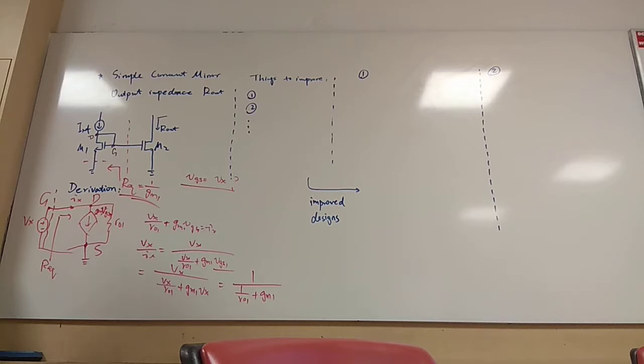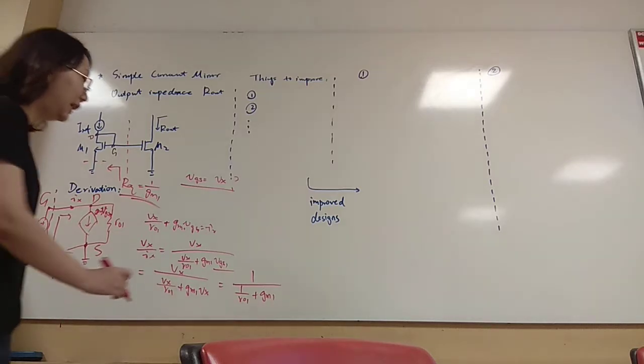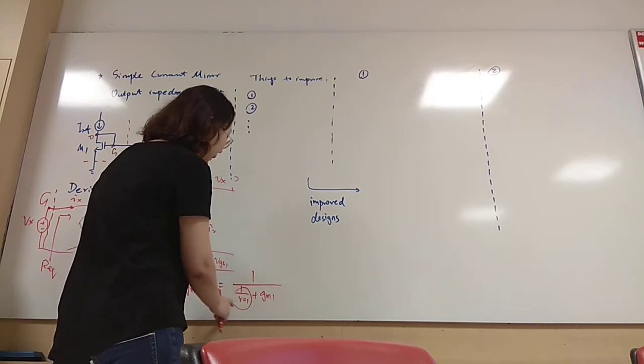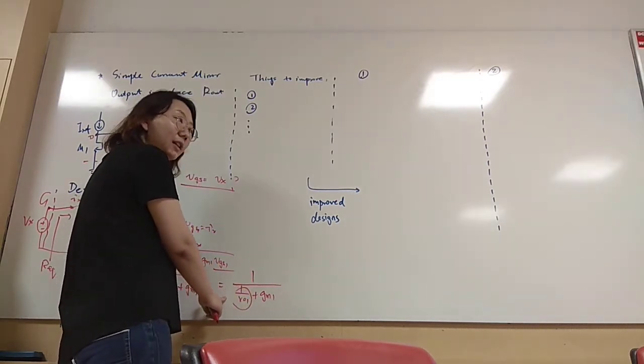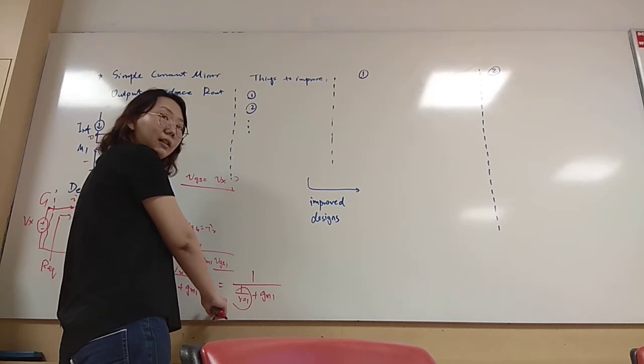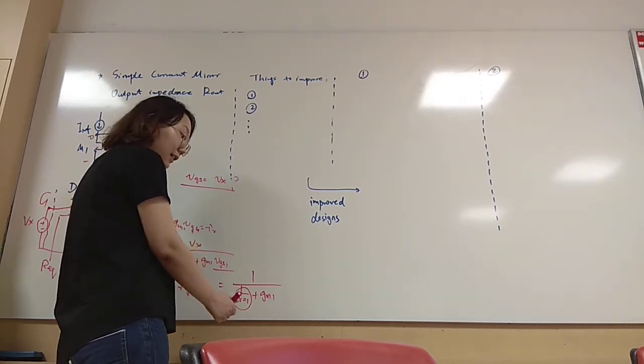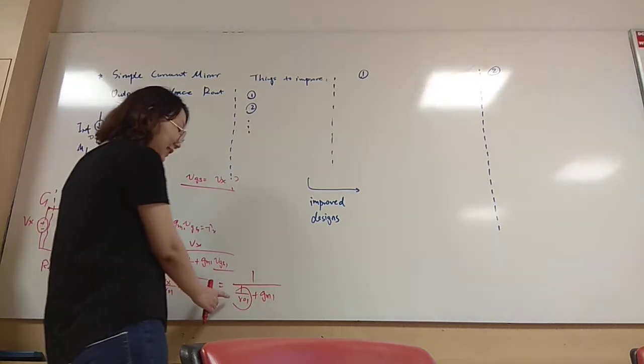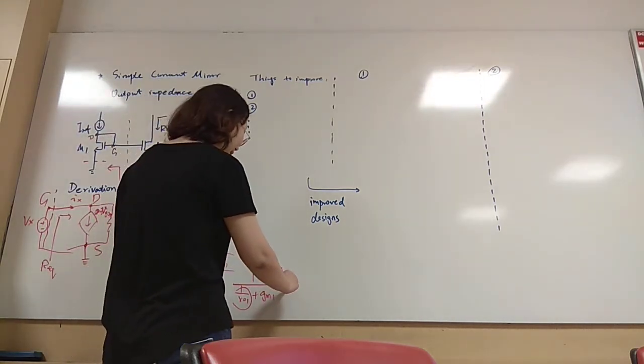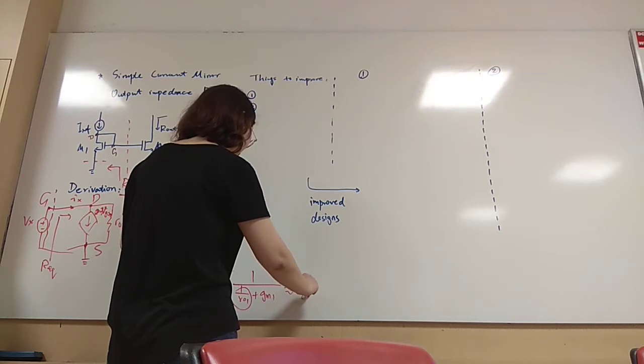I already taught you that for a diode-connected transistor, its equivalent resistance is 1 over Gm. But if you look at this answer, it is 1 over something plus your Gm. Physically, the R out of your MOSFET is very big, so that term is approaching zero. So this whole thing is about 1 over Gm.